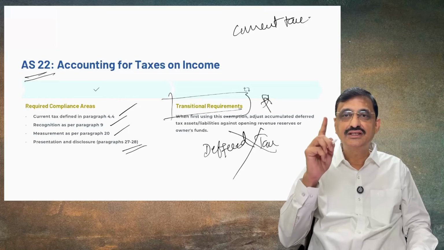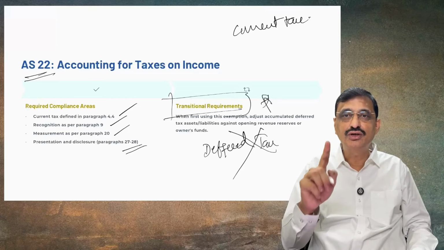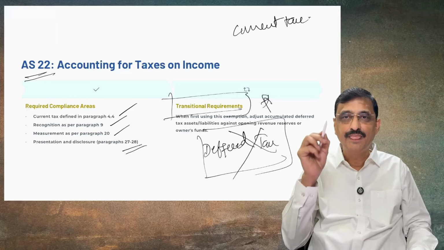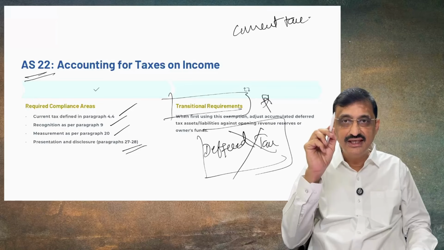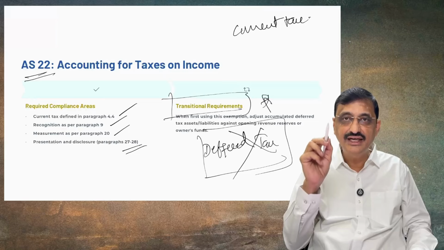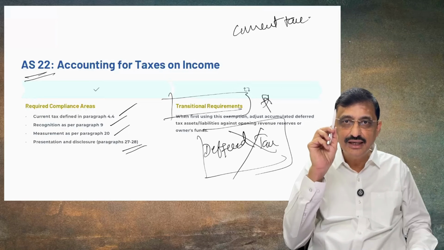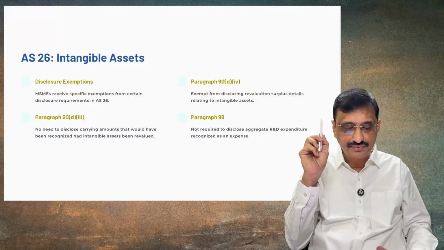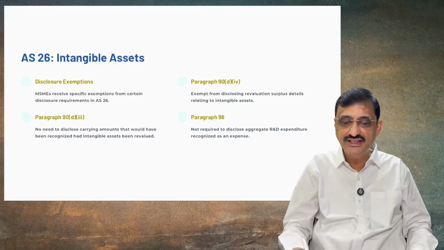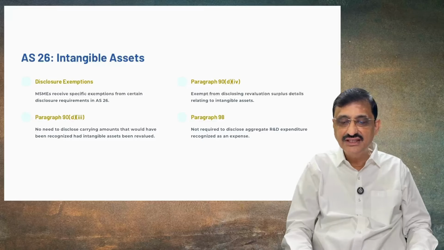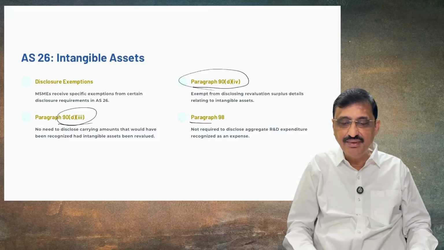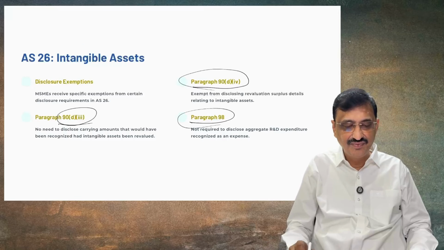And in this AS22, what you have to keep in mind is deferred tax is not applicable to an MSME. Only current tax provisions, para 4.4, para 9, para 20, para 27, para 28 are alone applicable. Now come to intangible assets, AS26, you have exemptions of para 90 D4, 90 D3 and para 98, right?